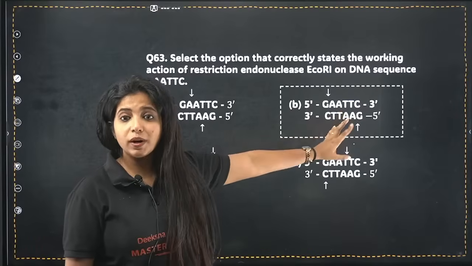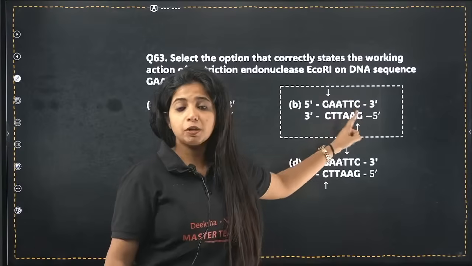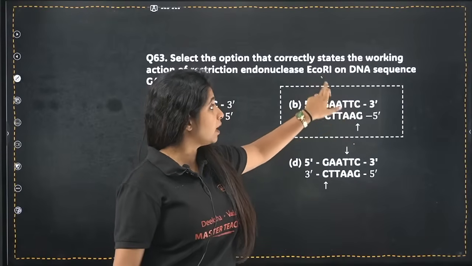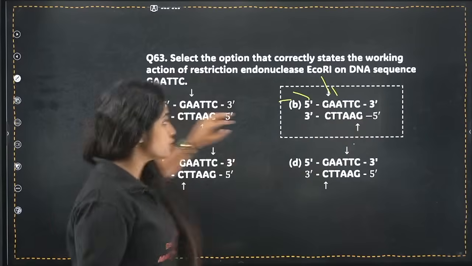EcoRI has a restriction site 5'-GAATTC-3', but it makes a cut between G and A. So please know about the direction of it. It is 5' to 3', and also the cut is between G and A.